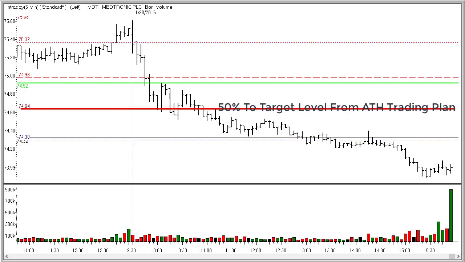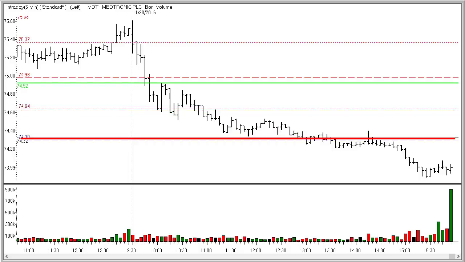And finally, when we get down to that $74.30 level, that's right at the S2 support. That's the floor trader pivot support 2. And when it gets down below there and hits that target line, that's all she wrote. MDT gave us 2 early entry opportunities that we talked about in another video, and it gave us a move all the way down to the profit target.